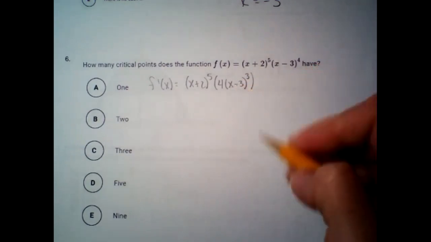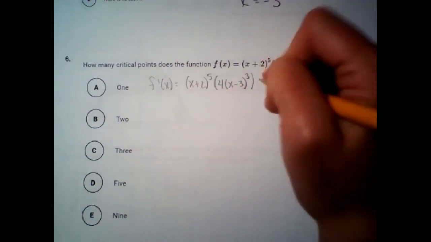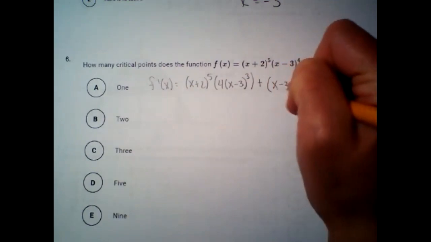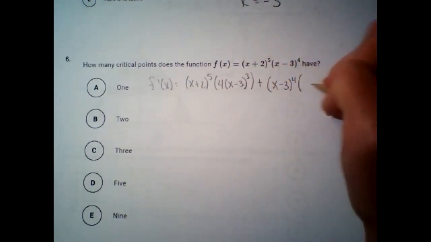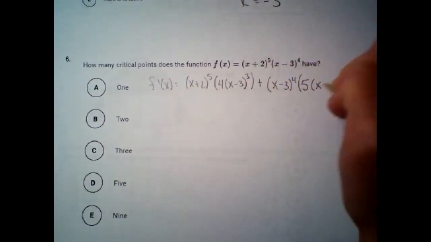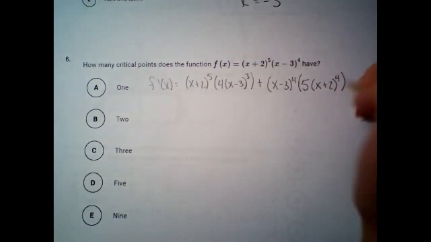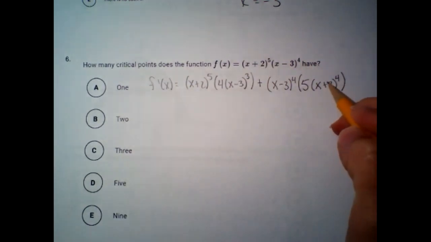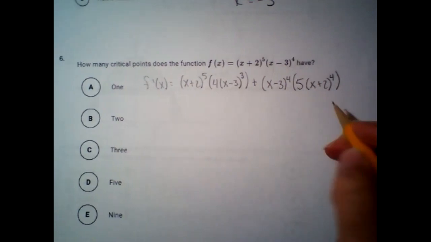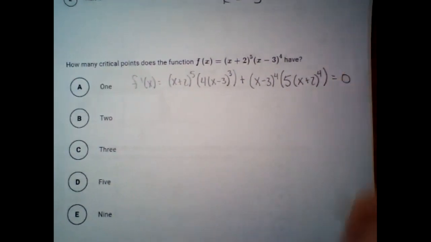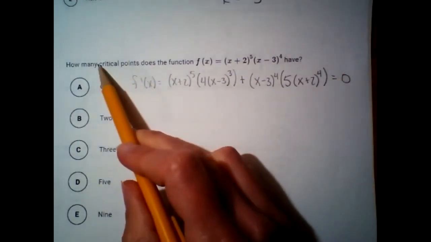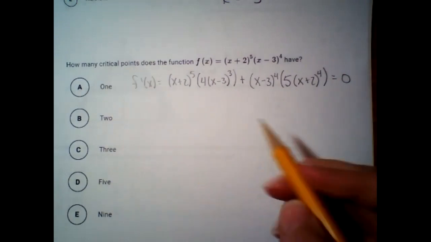All right, so first, derivative of the second, plus second, and then derivative of the first. So bring the 5 down, it's going to drop to the 4. And then same thing, there is a chain rule, but the derivative of x plus 2 would just be 1. So you can write times 1 if you want to. And we're going to set it equal to 0 because it said critical points. So let's try to factor this.